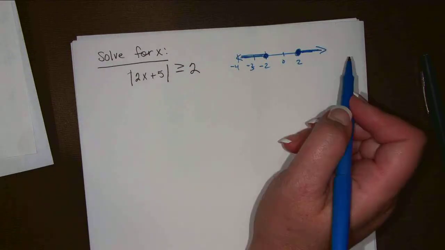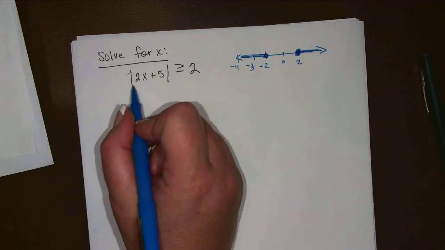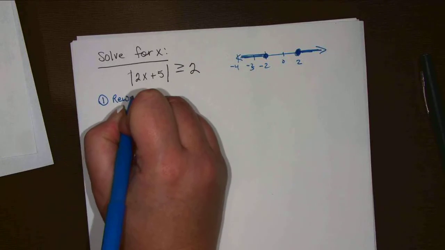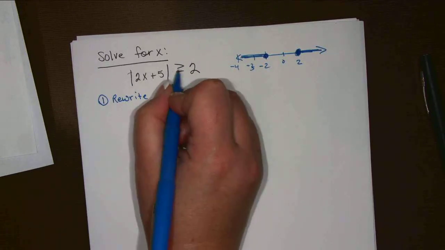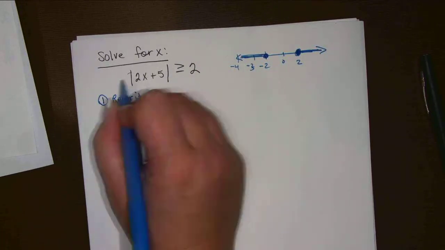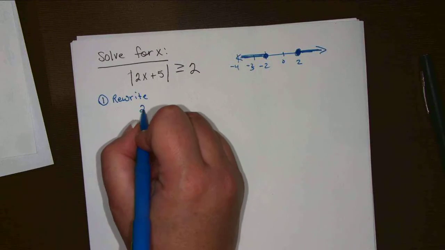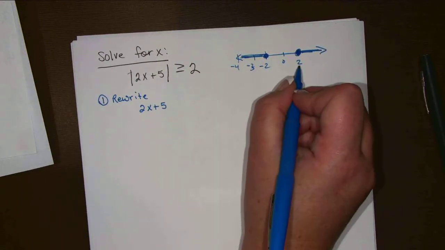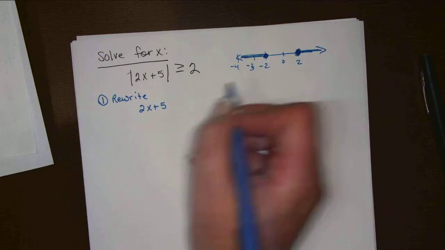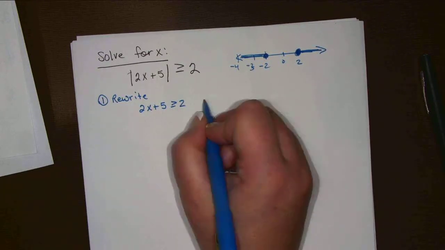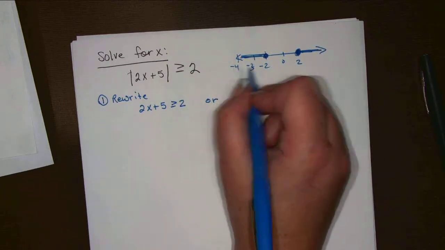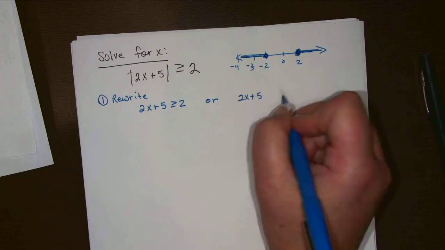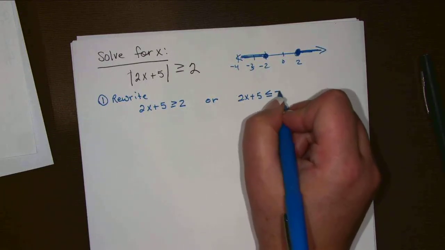It's two pieces, so you have to write it as two equations. So step 1 is to rewrite. If there's an absolute value and an inequality in the same question, you rewrite it. So we would say 2x plus 5, and look over here at your number line, we want it to be greater than 2, or, and this one would be 2x plus 5 is less than or equal to negative 2.